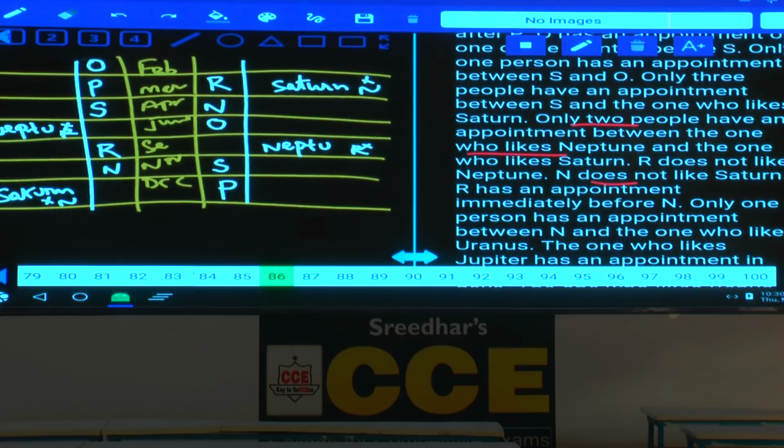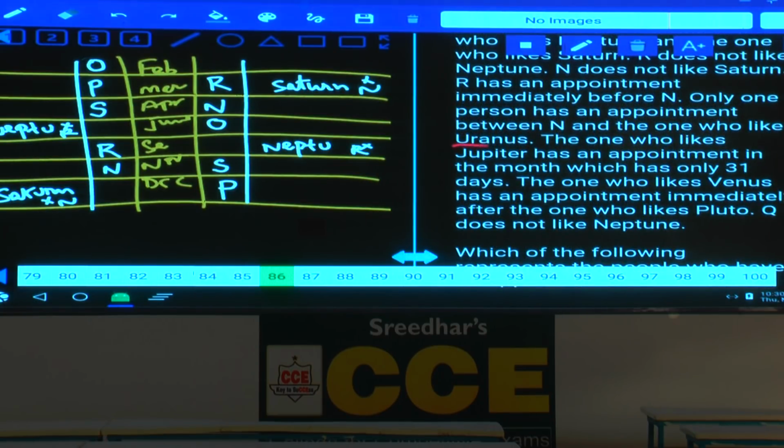Only one person has an appointment between N and the one who likes Uranus. Between N and the one who likes Uranus there must be exactly 1 person. And the one who likes Uranus must have the appointment in the month of Feb. In the second case, Uranus and Neptune would be in the same place, which is not possible. The second case is completely ruled out. Now we are left with only one case.